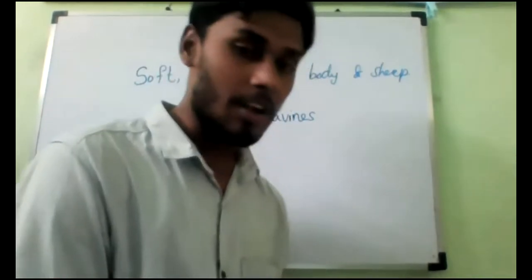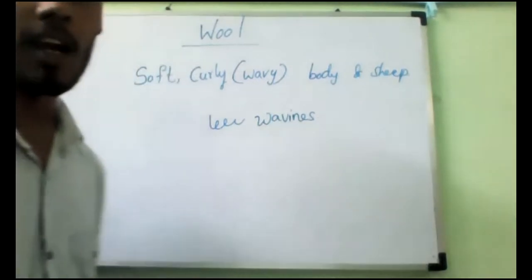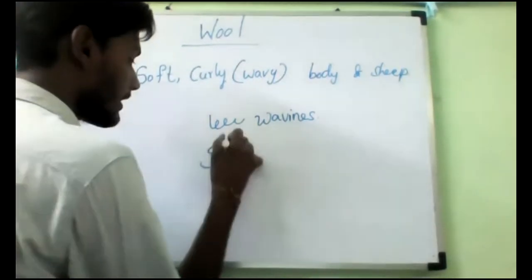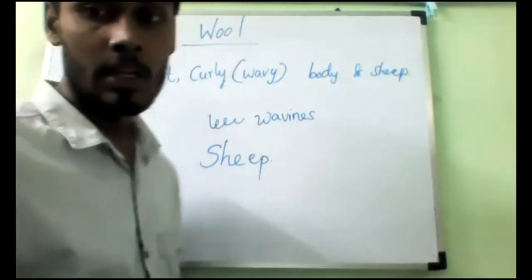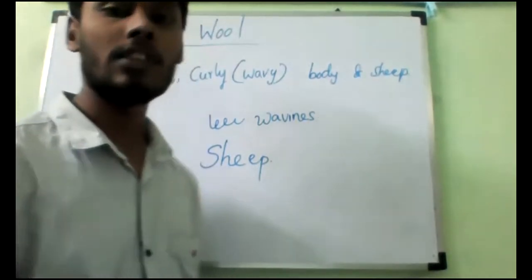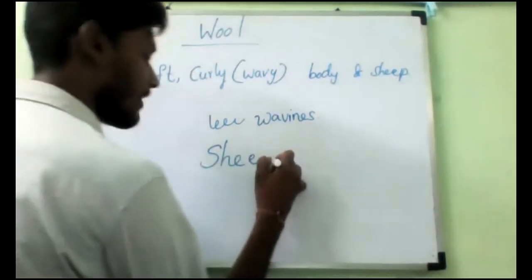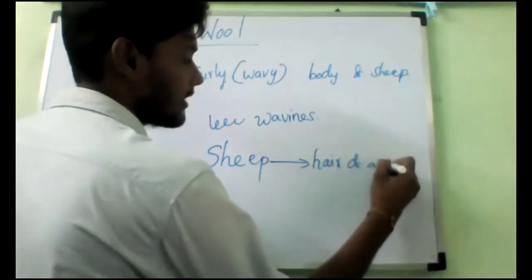So if you observe here, as we know, this wool is coming from where? It comes from sheep. Majorly it comes from sheep. So actually this wool is obtained from the hair of a sheep. It is obtained from where? Hair of the sheep.